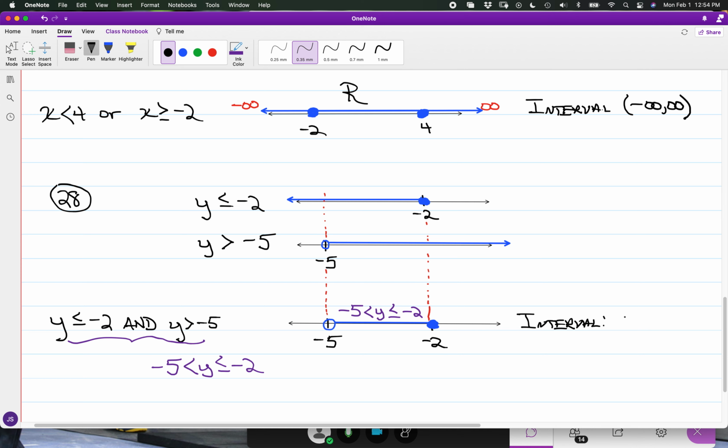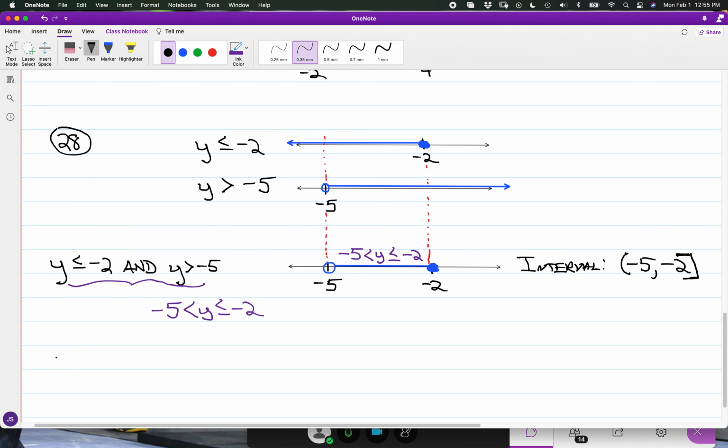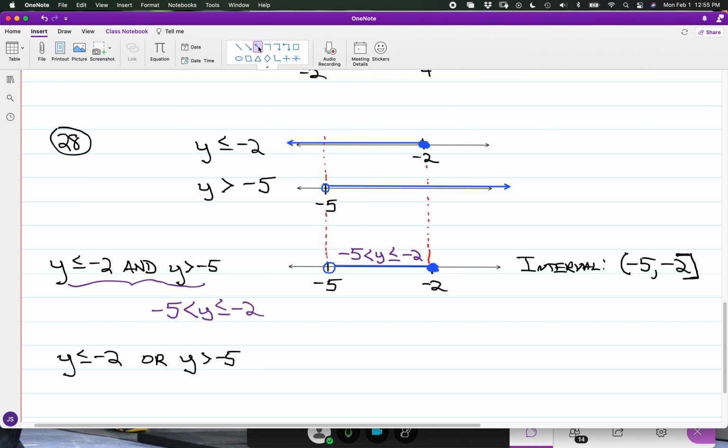with this intersection, -5 is not included, so this will stay in the parenthesis. And we have approaching and including -2, and the inclusion is signaled by the bracket. And for y is less than or equal to -2, or y is greater than -5, again we are combining everything that is involved.